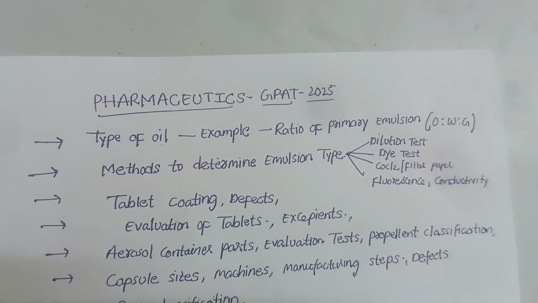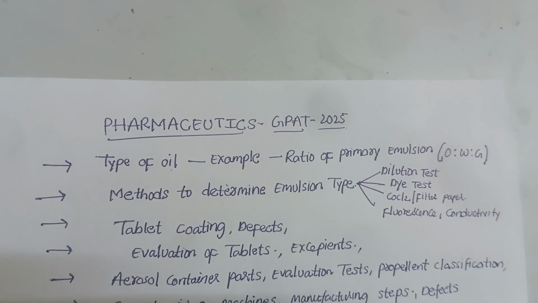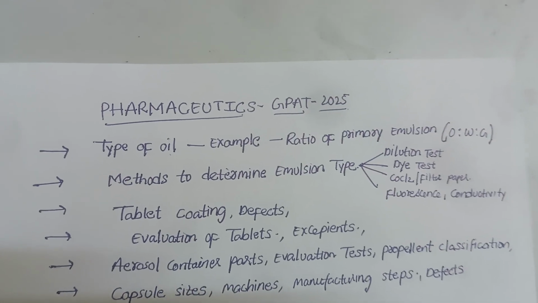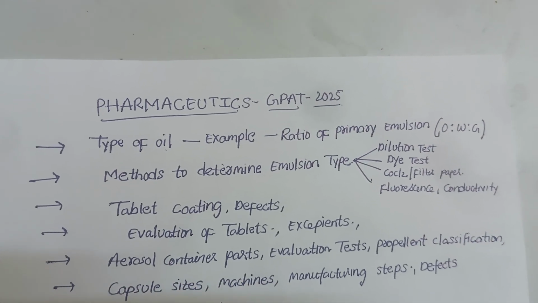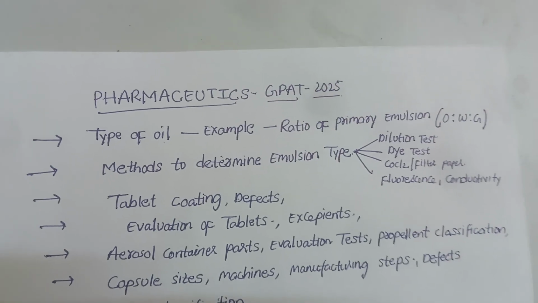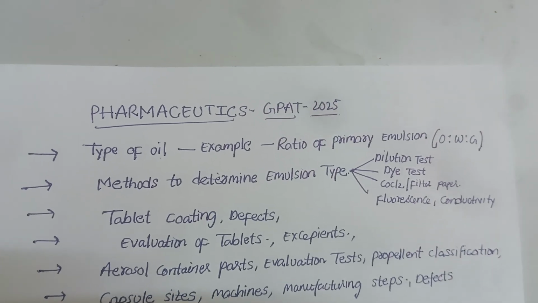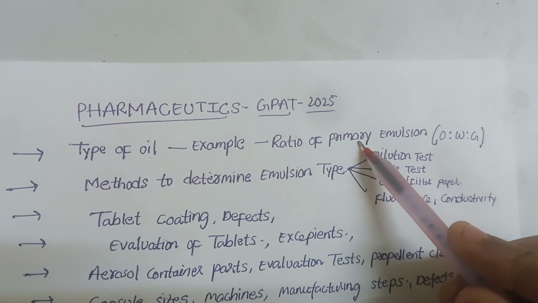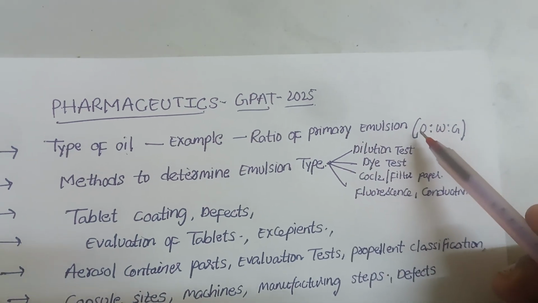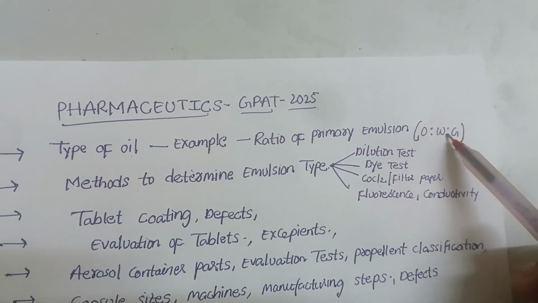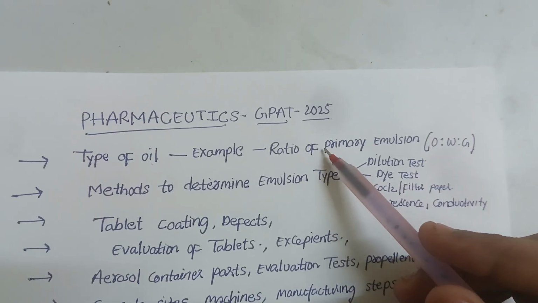The first topic is the type of oil and the example and the ratio of the primary emulsion. So we have four types of oils in pharmaceutics, that is your list of mineral oils, volatile oils, fixed oils, etc., with their examples and the ratio of emulsion, which contains the ratio of oil to water to gums. So this table is very important.